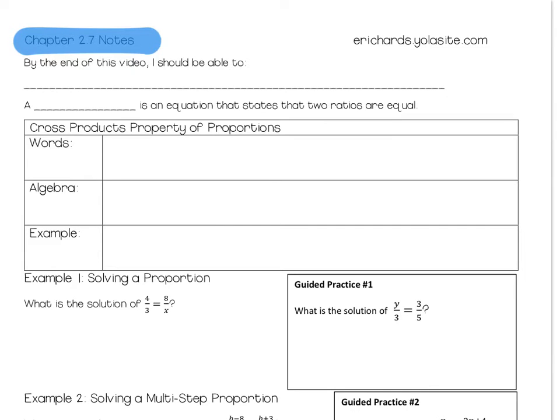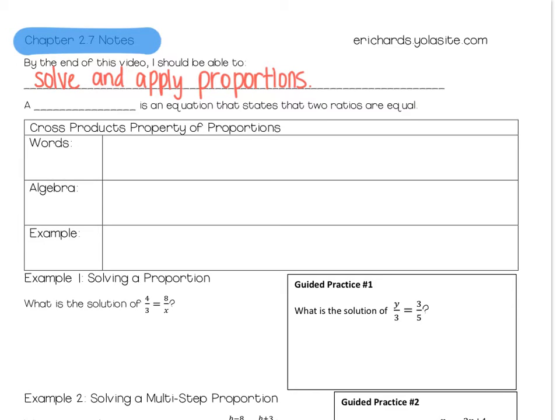Okay, chapter 2.7. This is a very simple lesson, and I'm excited to teach it to you because it's one of the easiest things, and you're going to enjoy doing it. By the end of this video, you should be able to solve and apply proportions.